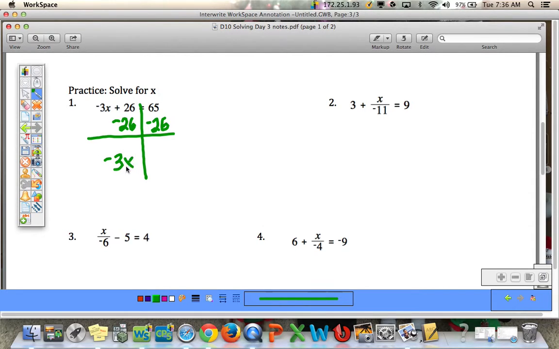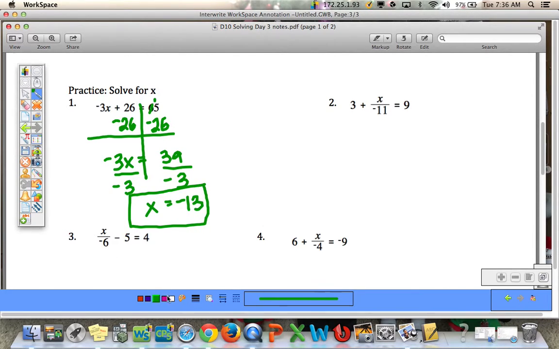We have negative 3x equals, and let's see, this will be 39 divided by negative 3. So here, 39, a positive divided by a negative is a negative, and it will be negative 13.